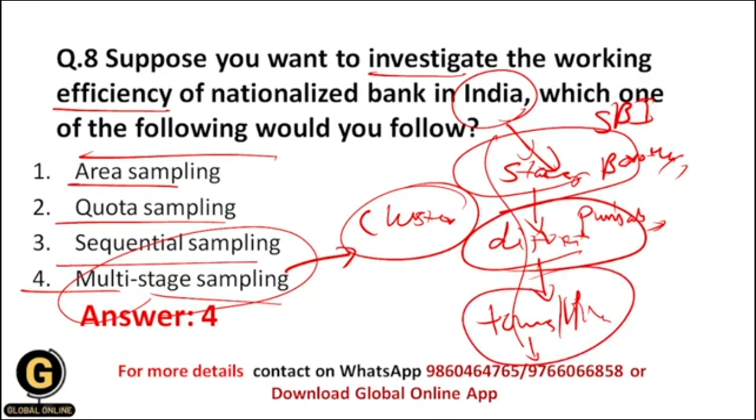Okay, now I have explained what is area sampling, I have explained what is quota sampling. Now what is sequential sampling? As the name suggests, over here it is sequential. So basically it includes a lot of sequences.